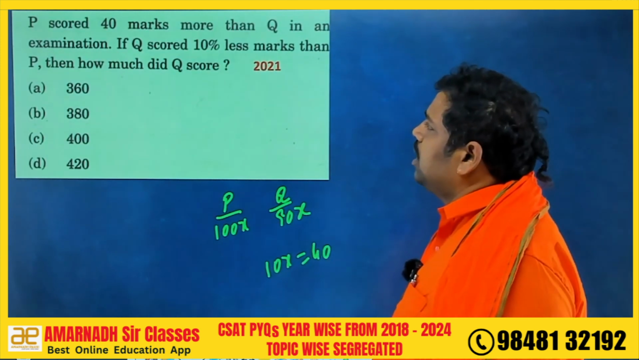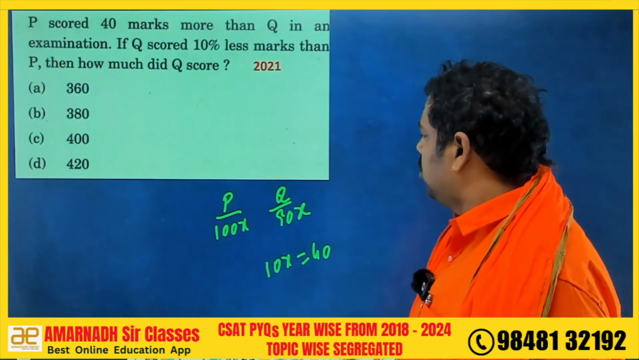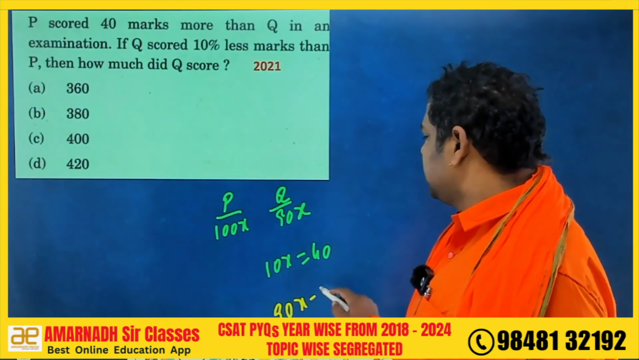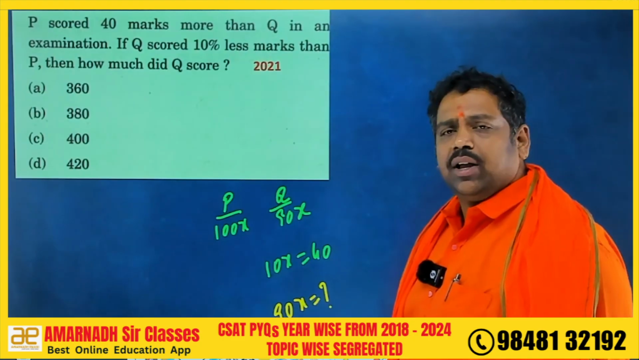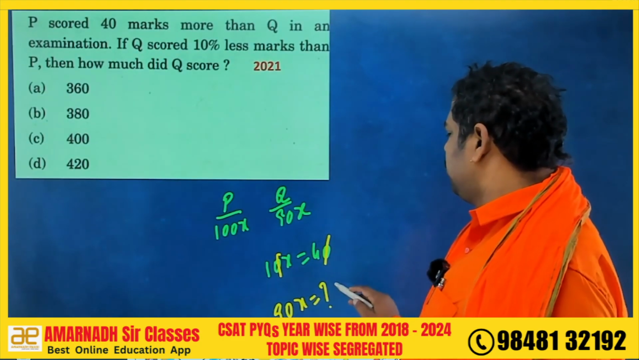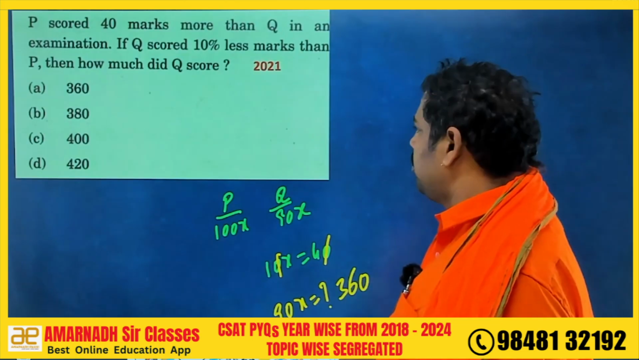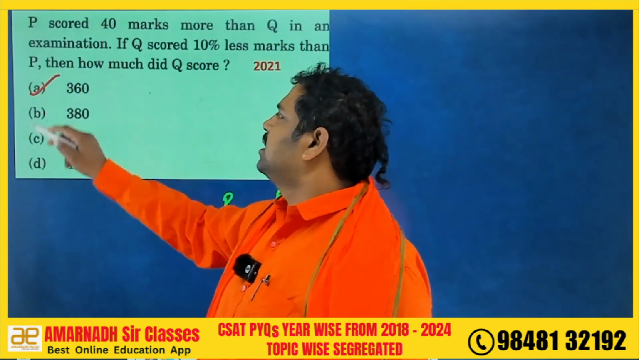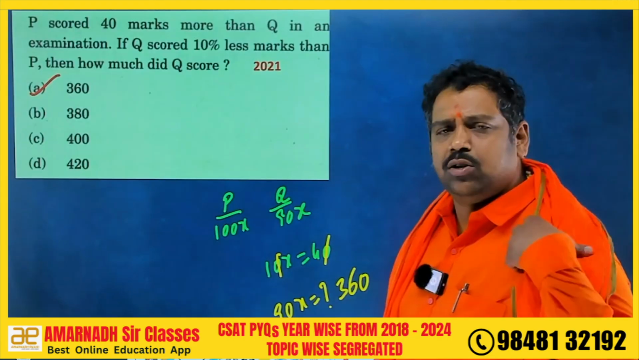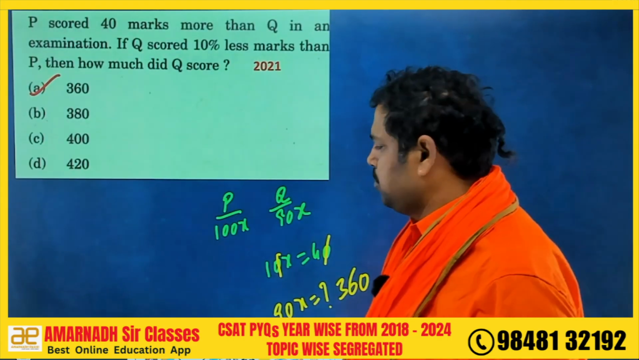40. Then how much did Q score? How much Q scored means how many marks here? Q scored 90x, right? Indirectly, he's asking 90x is how much? Okay, you can cross multiply, 0, 0 cancel. X value is 4. 90 into 4 is how much here? 360. Means how many marks he got in Q? 360. If you get P, you'll get 400. Okay, both are there in the options. Don't get confused. Okay, that's the next beautiful question.